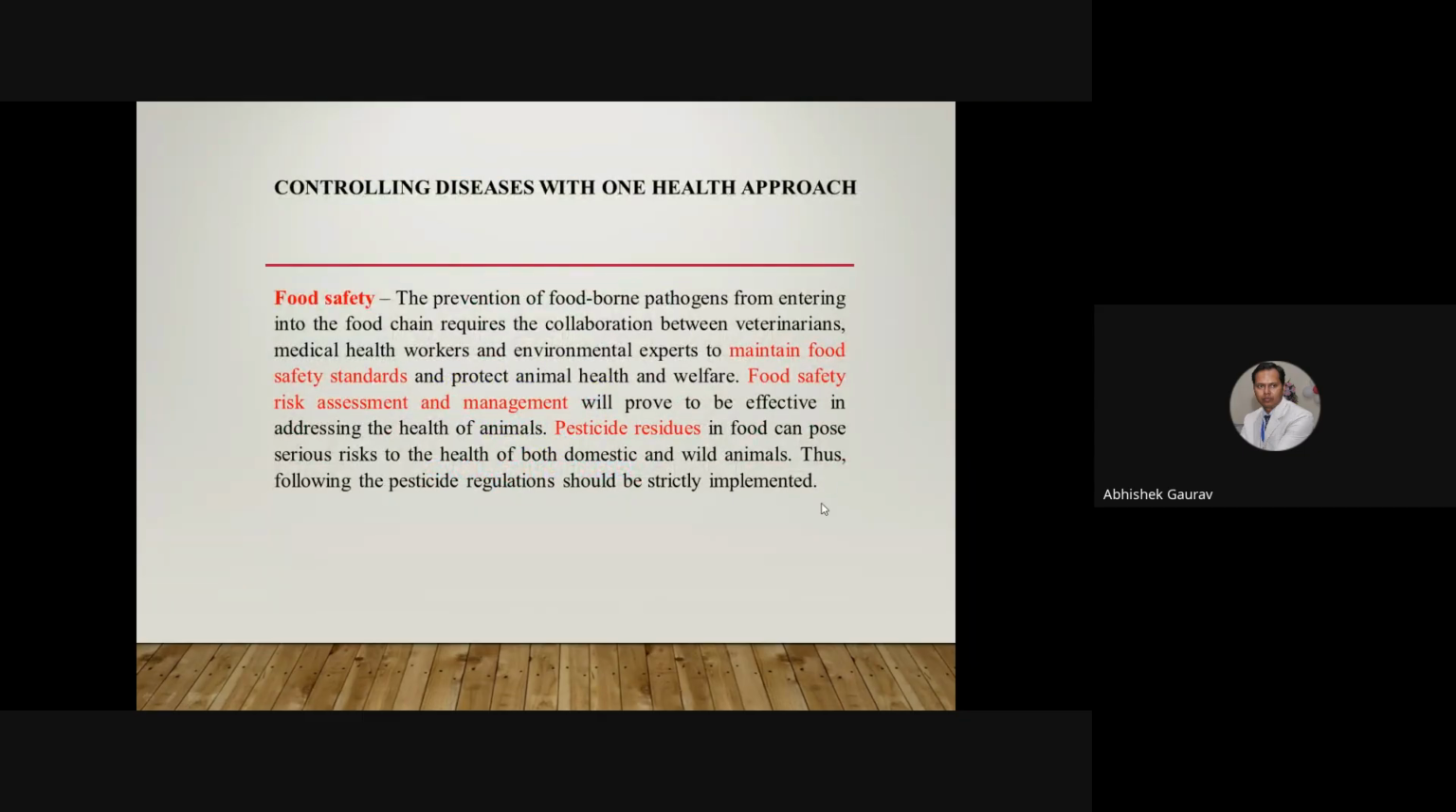Food safety. The next is food safety. Food safety means food standards we have to follow. We have to go for risk assessment, risk management, antibiotic and pesticide residues.